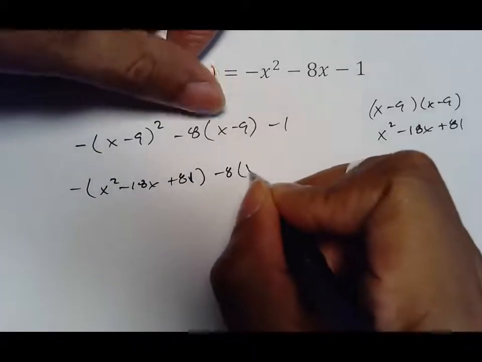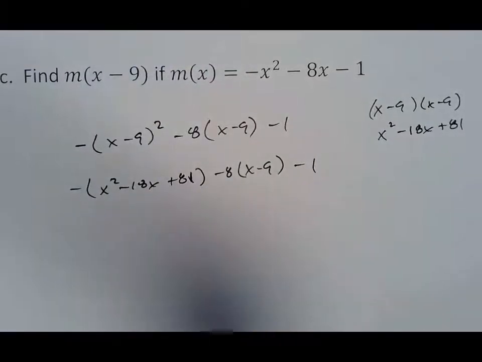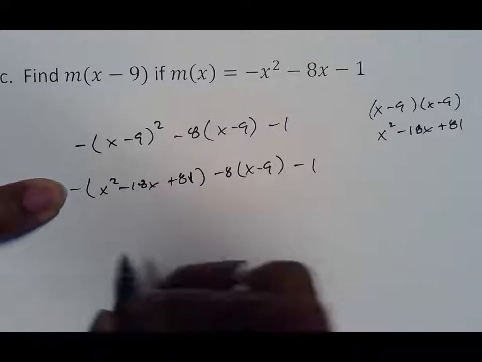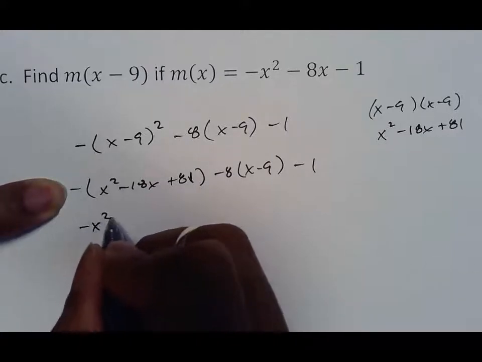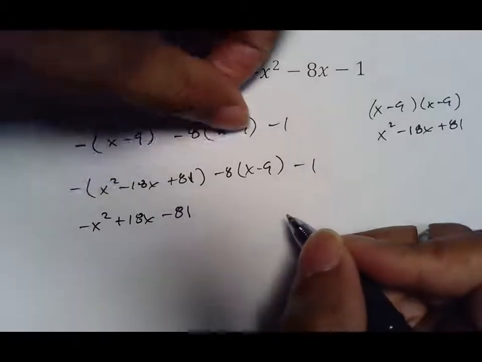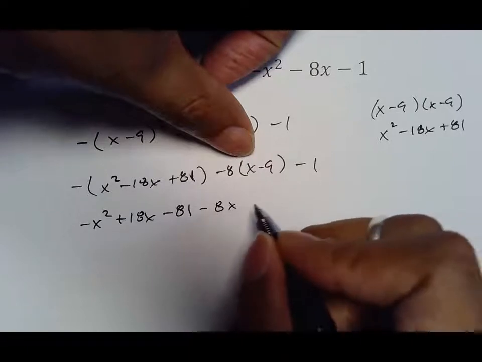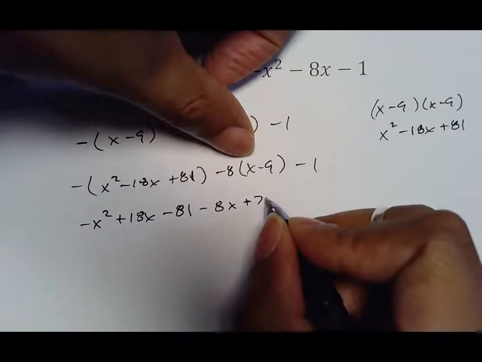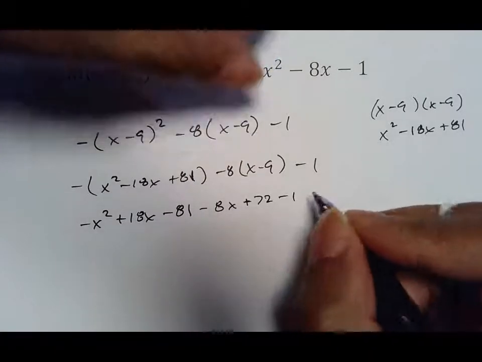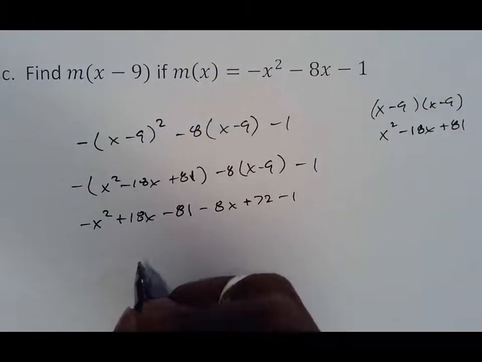minus 8 times x minus 9. I'll do all my distributing at once instead of confusing myself. Now I'm going to distribute a negative, which means everything switches. Now I'm going to distribute a negative 8. Remember again, this is a negative 8 because Mr. Bradley loves to put you in a situation where you'll make the silly mistake and have to ask for help, because that's really the only way you learn. And then minus 1. Then we put it in standard form.